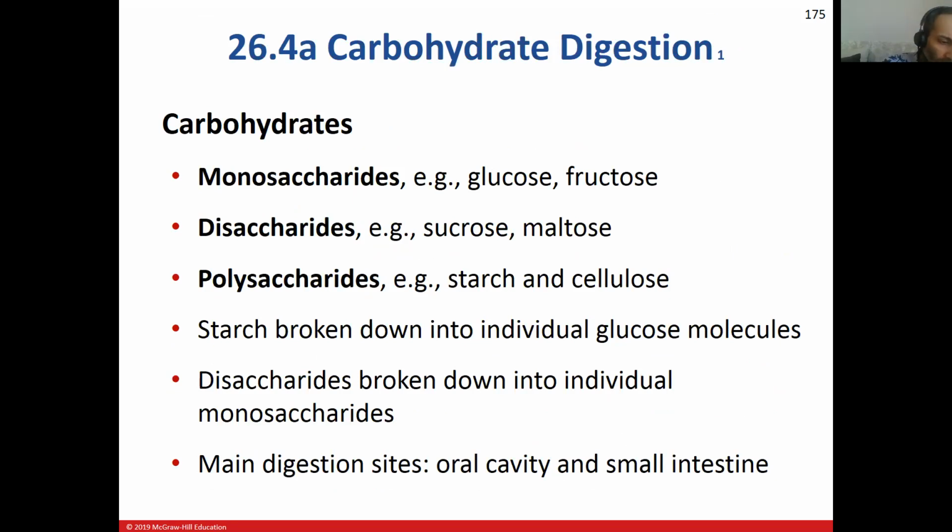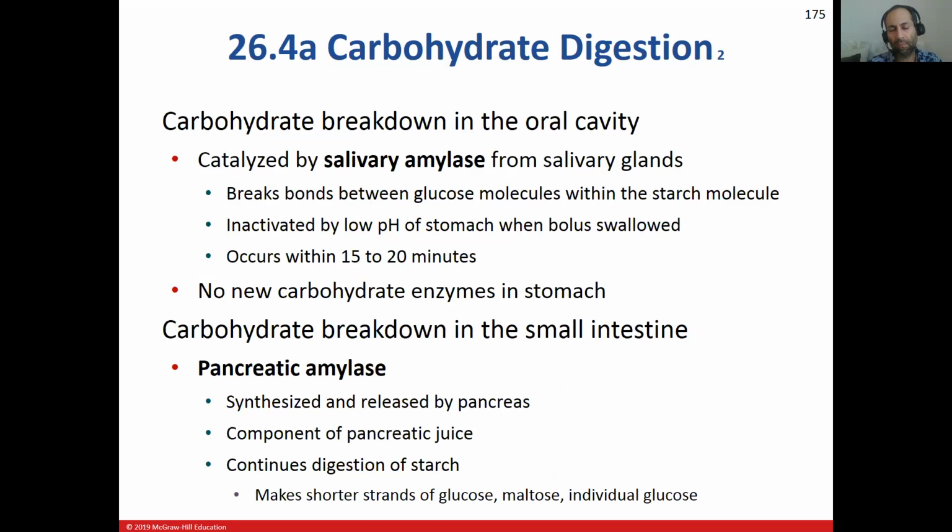Okay, so here we are looking at the digestive process that takes place in our GI tract. All right, so what do we break down? Let's start with carbs first, the carbohydrates. So you have the simple sugars, glucose and fructose, called monosaccharides. Then you have the disaccharides made up of two simple sugars like sucrose and maltose, and polysaccharides which are long chain sugars like starch and cellulose. So these are broken down in our GI tract.